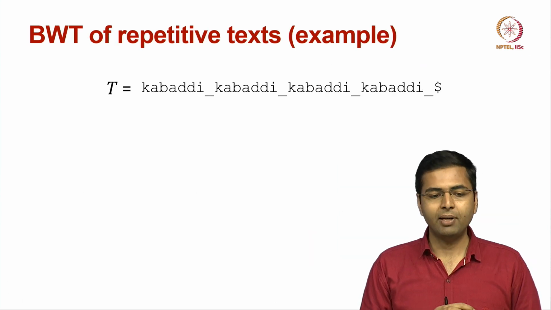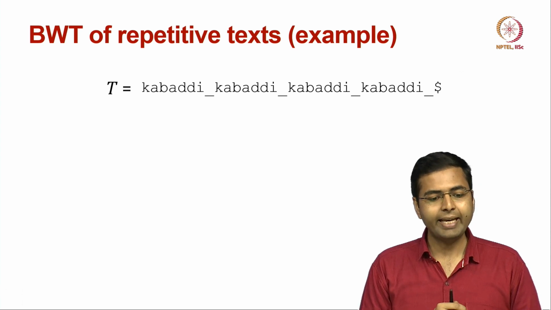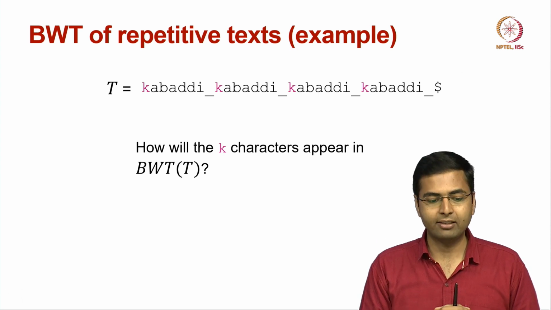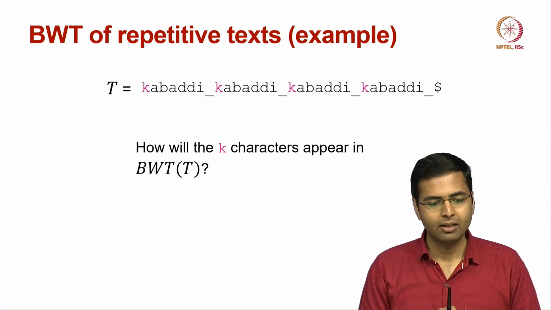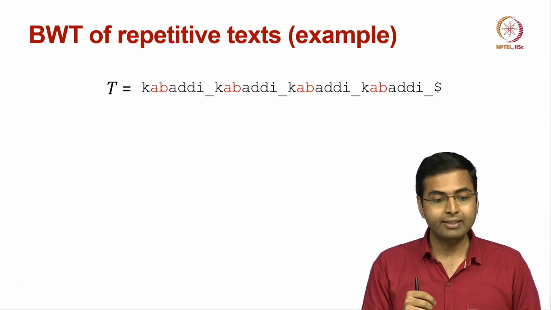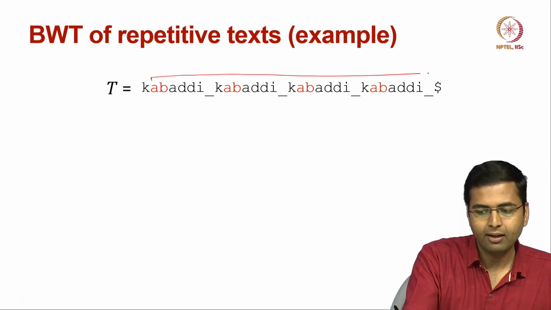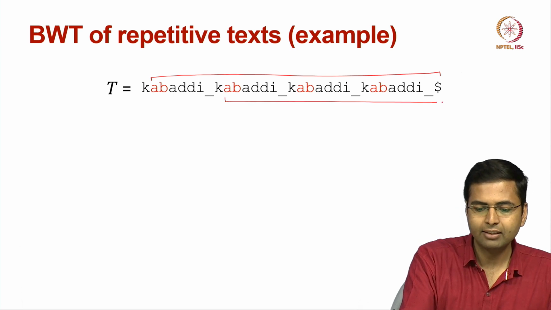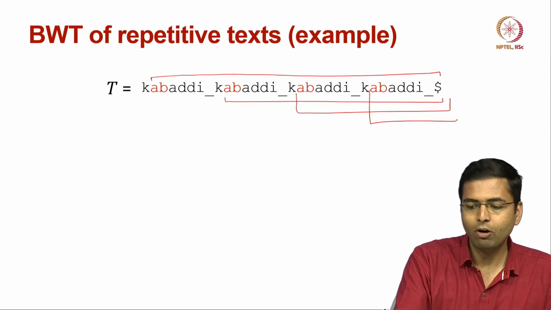Let us look at one more example, and this time let us look at the text kabaddi, kabaddi, kabaddi, kabaddi. In this case, let us try to understand where will the k characters go in the Burrows-Wheeler transform text T. What do you think? Well, observe that the ordering of k characters will be determined by the suffixes that occur next to k characters. So, these are the suffixes starting from a b a d d i. So, this one, then the next suffix is this, the next suffix is starting from again a b characters, and the next suffix starting from here.